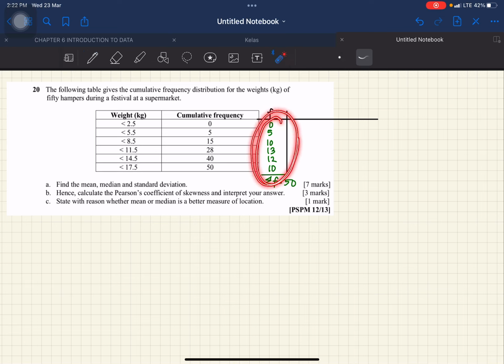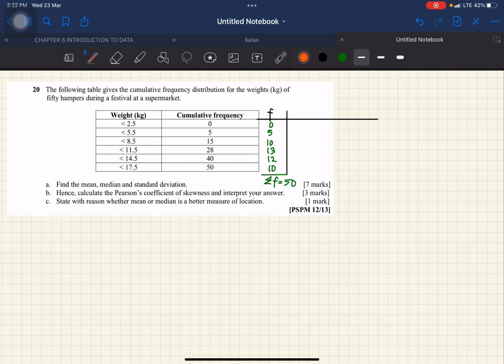Calculate back your frequency, it should get 50, the same thing. Okay, so that is for F. Another thing you must know is you need to know the interval for the class, for each of the class.